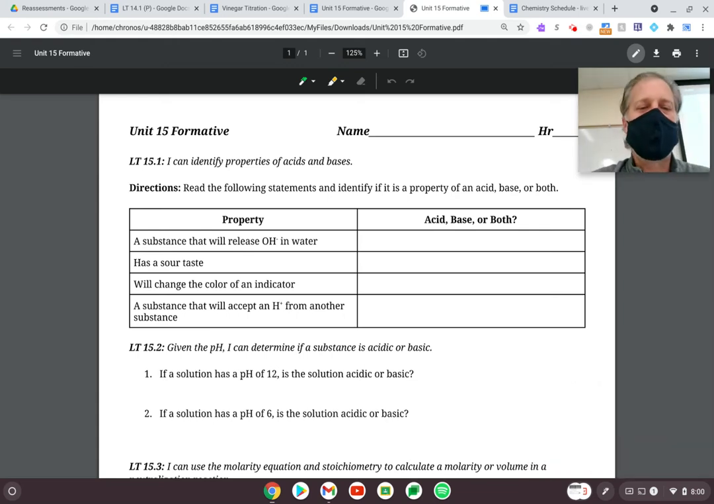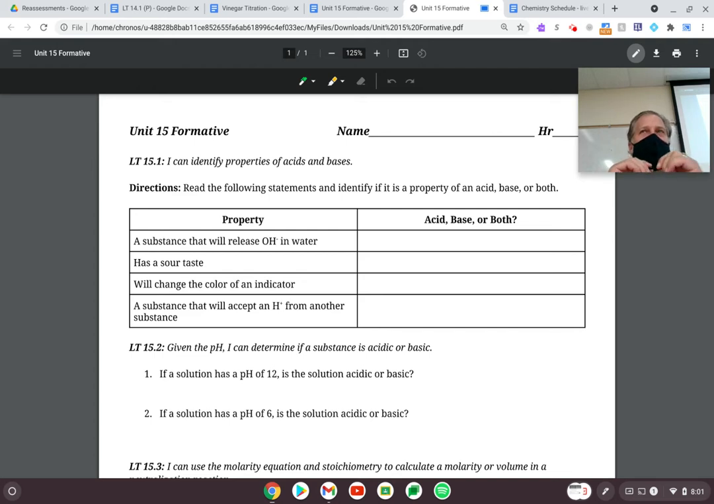So a couple of things. At the beginning of this unit, which I don't know, it was like a week and a day ago or something like that, it feels like forever ago, we talked about the properties of acids and bases. There was a lesson or a lecture that went along with that. And if you don't recall, you may want to go back and review that.